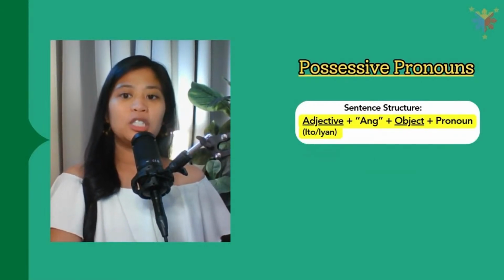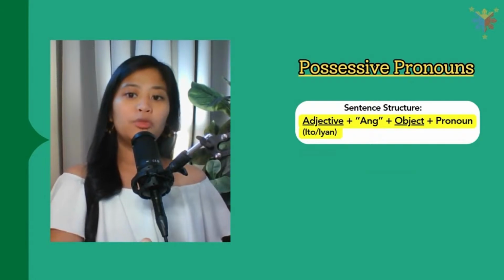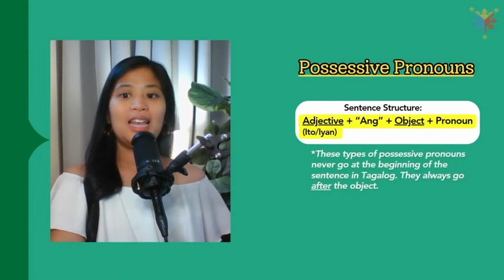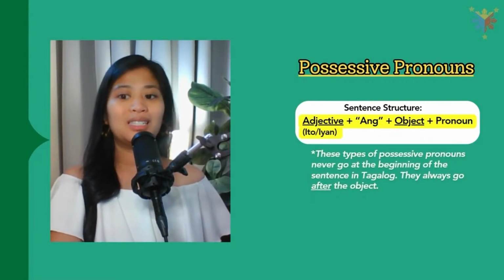Usually it's the adjective first, or it could be the demonstrative pronoun ito, iyan, then it's the word ang, and then it's the object, and then it's the pronoun. So that's the sentence structure. And then remember that these possessive pronouns never go at the beginning of the sentence. They always go after the object.